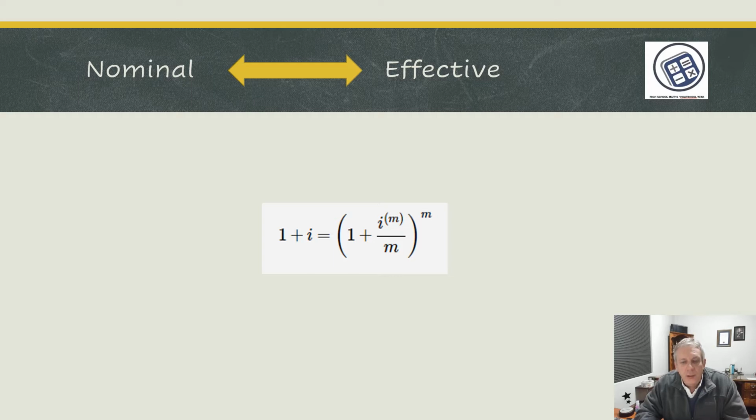I think you know the formula that's on the screen. So let's just look at the symbols there, just to explain exactly what's going on. The i on the left hand side will be our effective rate of change, and that is the yearly rate. So that is the effective rate.